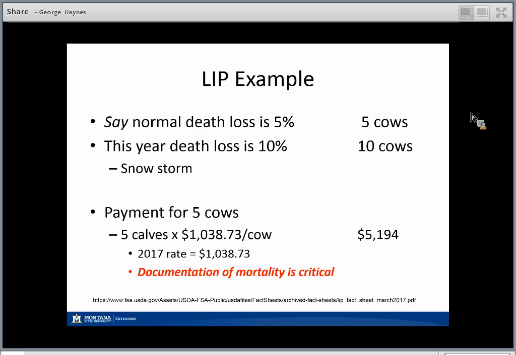So the LIP program is another program that provides an important safety net for livestock producers that may have gone through a situation where they've had some adverse weather roll in and inflict a substantial loss on them.